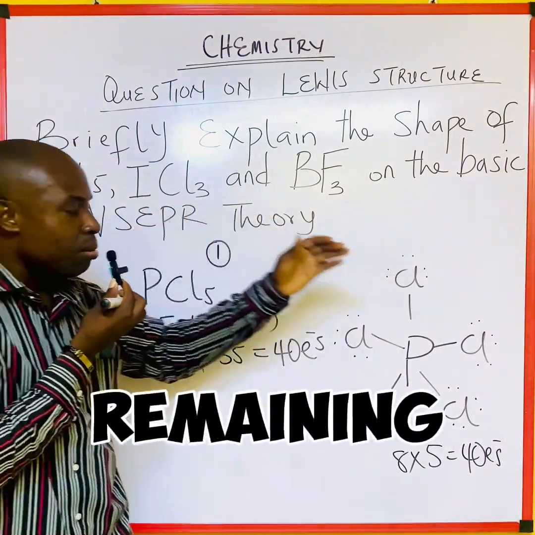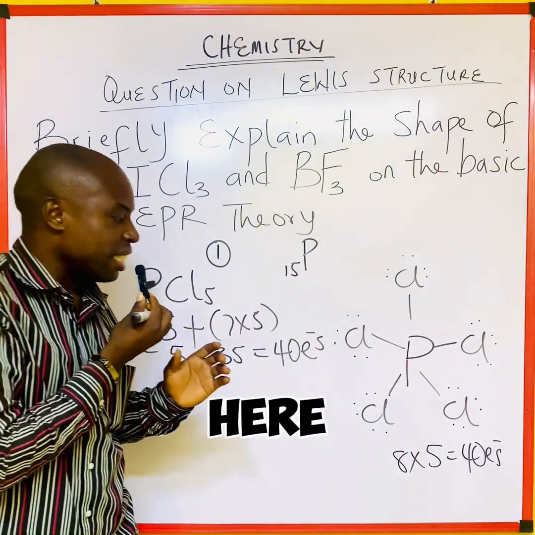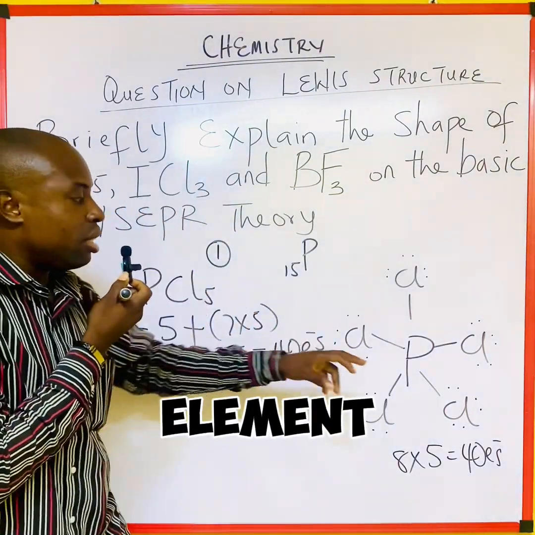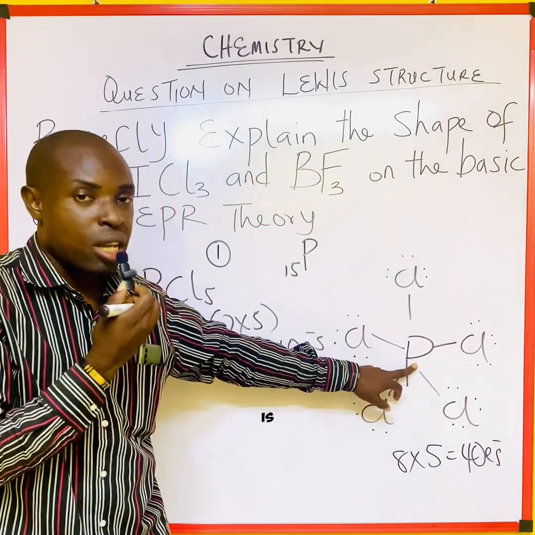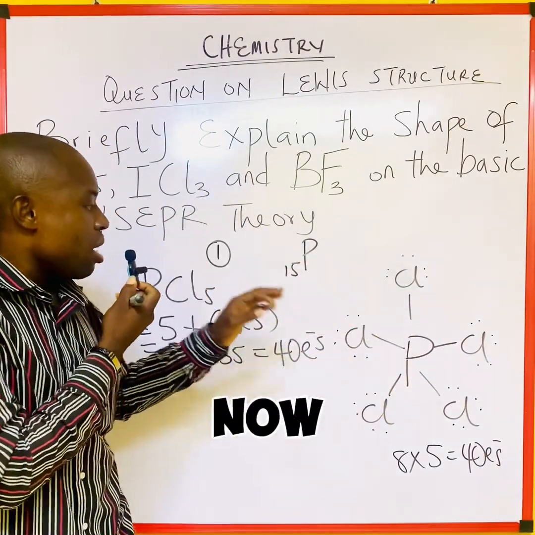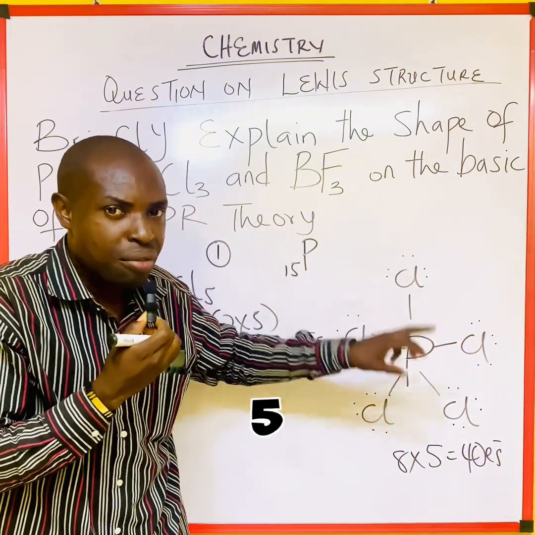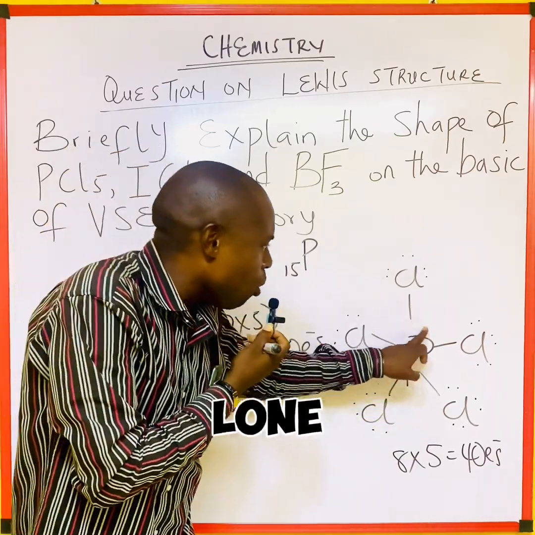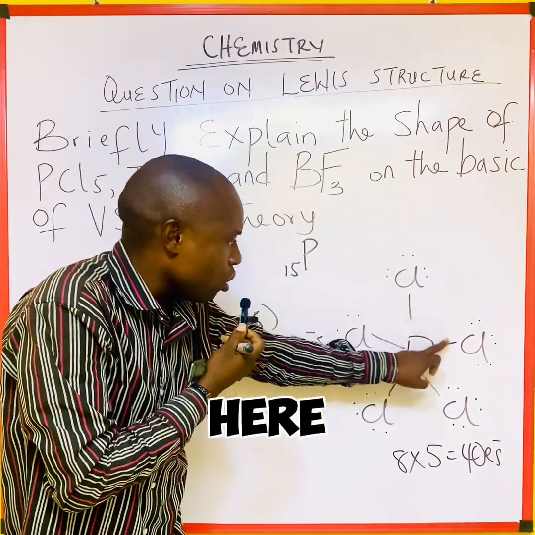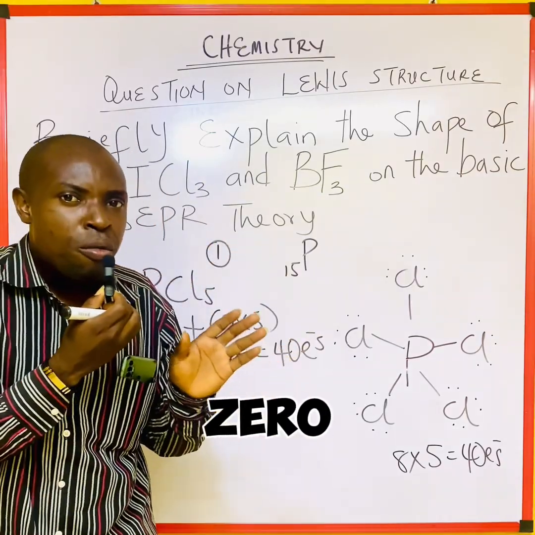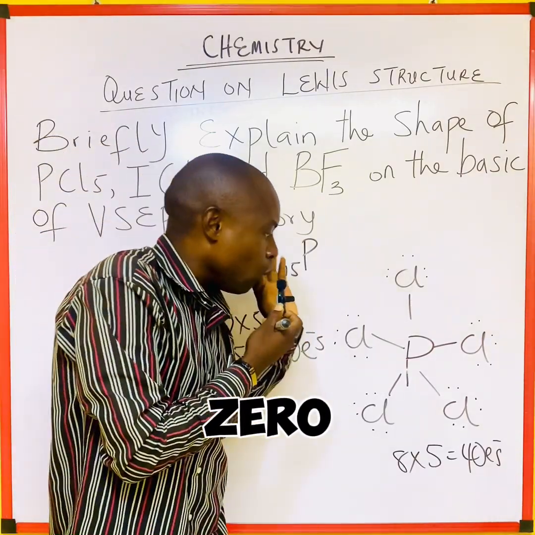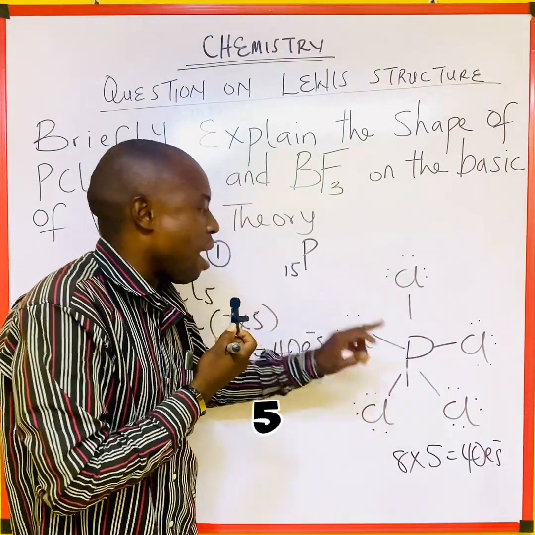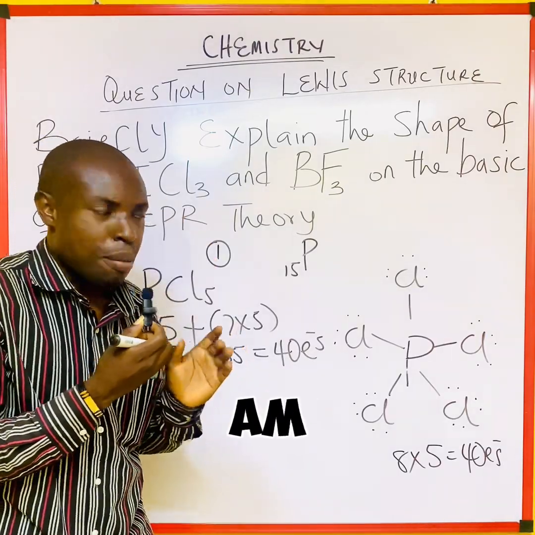Nothing is remaining. And as such, what do we need to know about it? We already know that the central element here for this molecule is phosphorus, and there is 1 of it. Does it have any lone pair attached to this phosphorus? No. So it has 0 lone pair. But how many bond pairs? 5: 1, 2, 3, 4, 5 bond pairs. Am I correct?